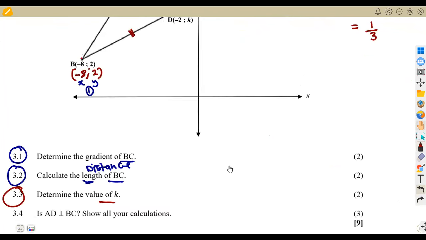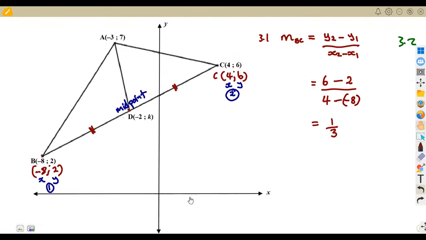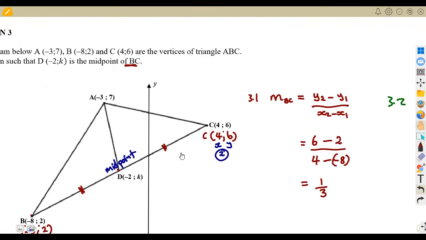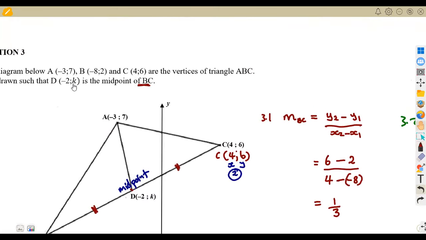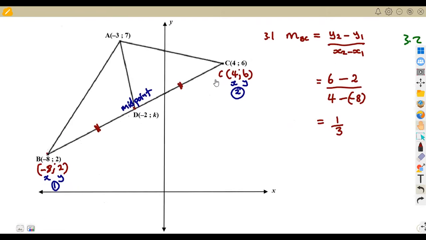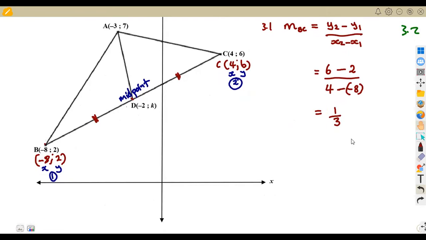So we want the value of k in this case here. Remember what we were told about the point D, that the point D is the midpoint of BC. So if it is the midpoint of BC, what does it mean? We know from our midpoint concept that this is how you calculate your midpoint.